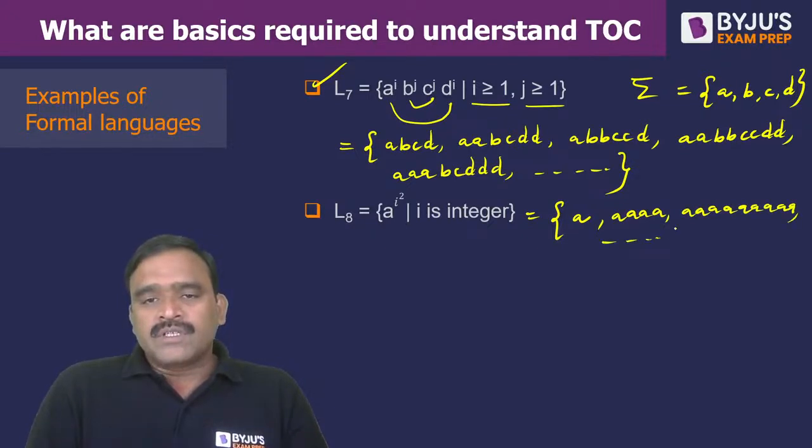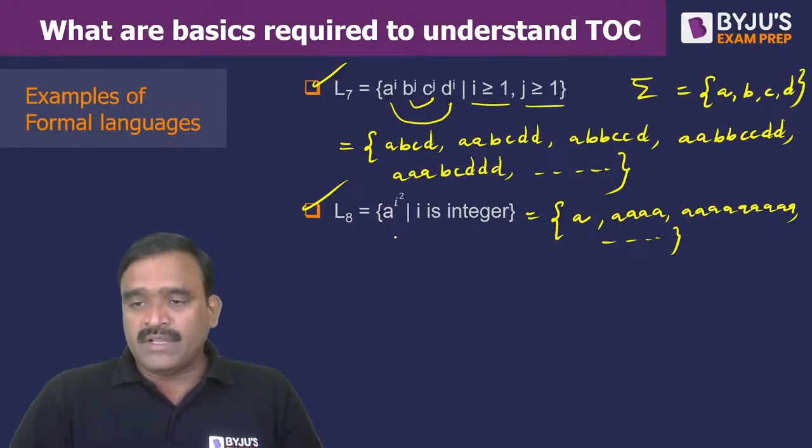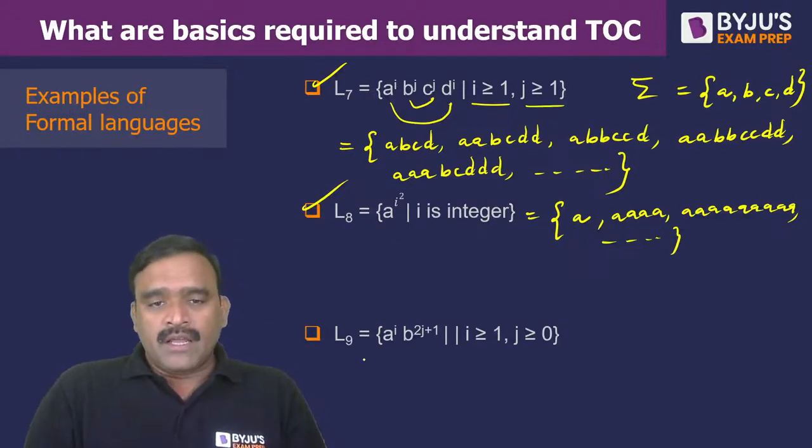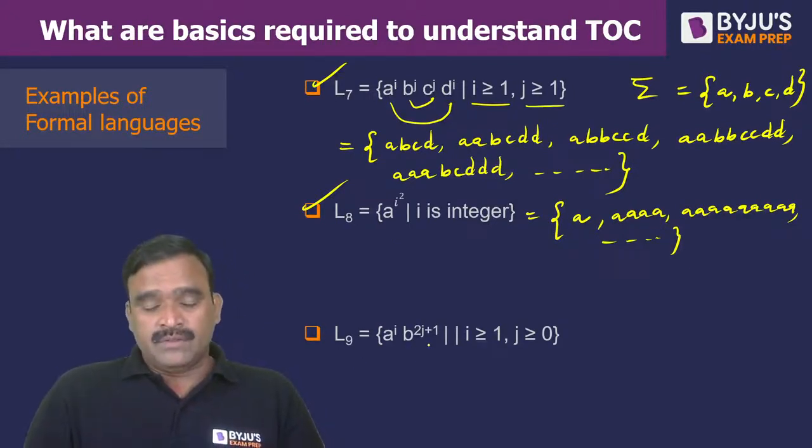Okay, I value 4, 16 A's, like this. So for this also, the number of A's is a perfect square. And similarly, if you take L9, A power I, B power 2J plus 1.